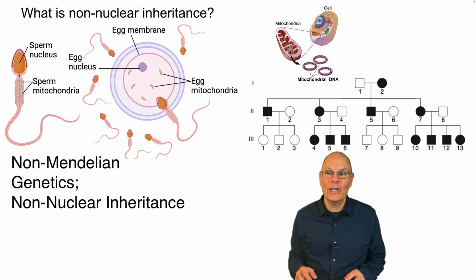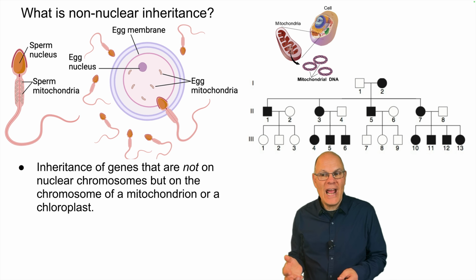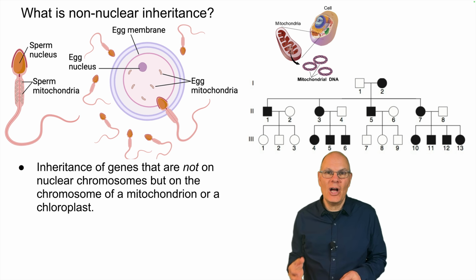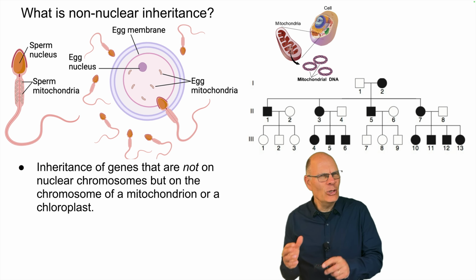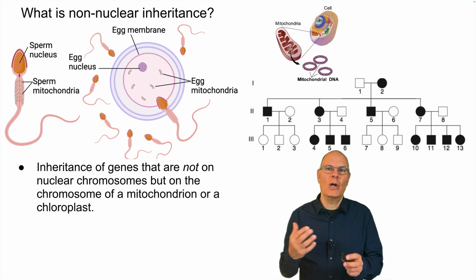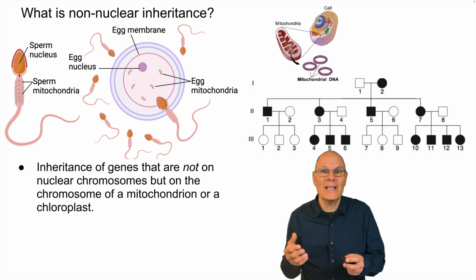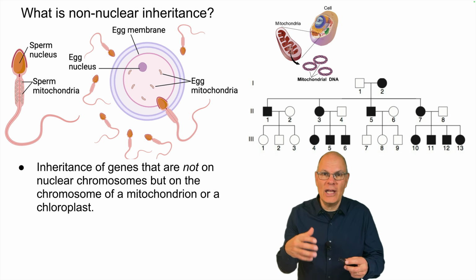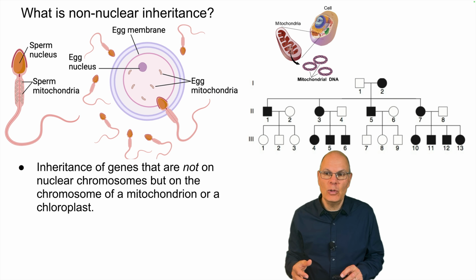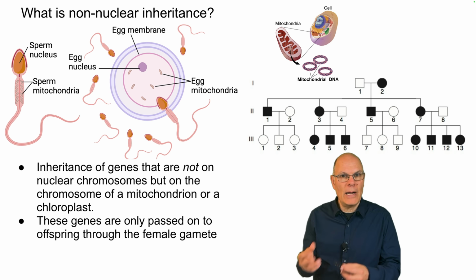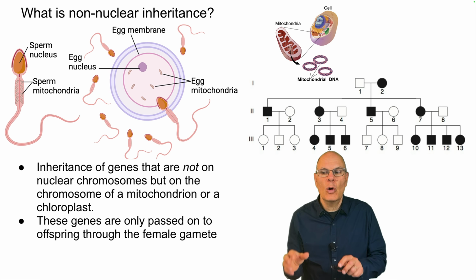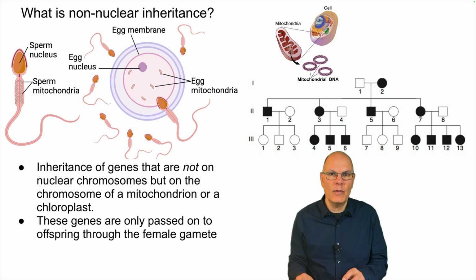What is non-nuclear inheritance? It's inheritance of genes that are not on a nuclear chromosome, but on the chromosome of a mitochondrion or a chloroplast. A nuclear chromosome is one of the autosomes or a sex chromosome that are found inside the nucleus of a eukaryotic cell. These genes that are on mitochondria or chloroplasts are only passed on to the offspring through the female gamete.